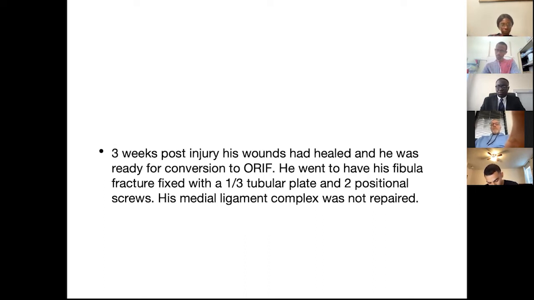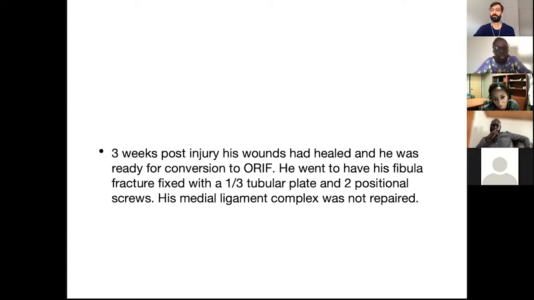Three weeks post-injury, we decided to convert it to ORIF. We wanted to do it within 2 weeks, but we didn't have theater space, so it went up to 3 weeks. He didn't have any infection, which is why we decided to convert it to ORIF. We did it in the same setting. We removed the X-Fix and put in a lateral plate through another incision, using a one-third tubular plate. We also placed 2 positional syndesmosis screws, but we didn't repair the ligament on the medial side. Next slide.